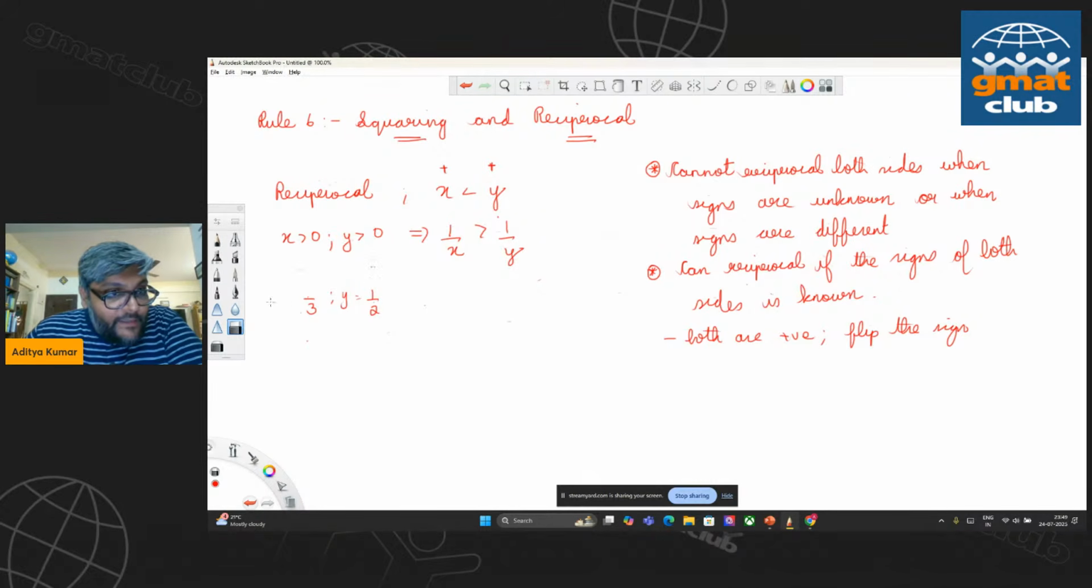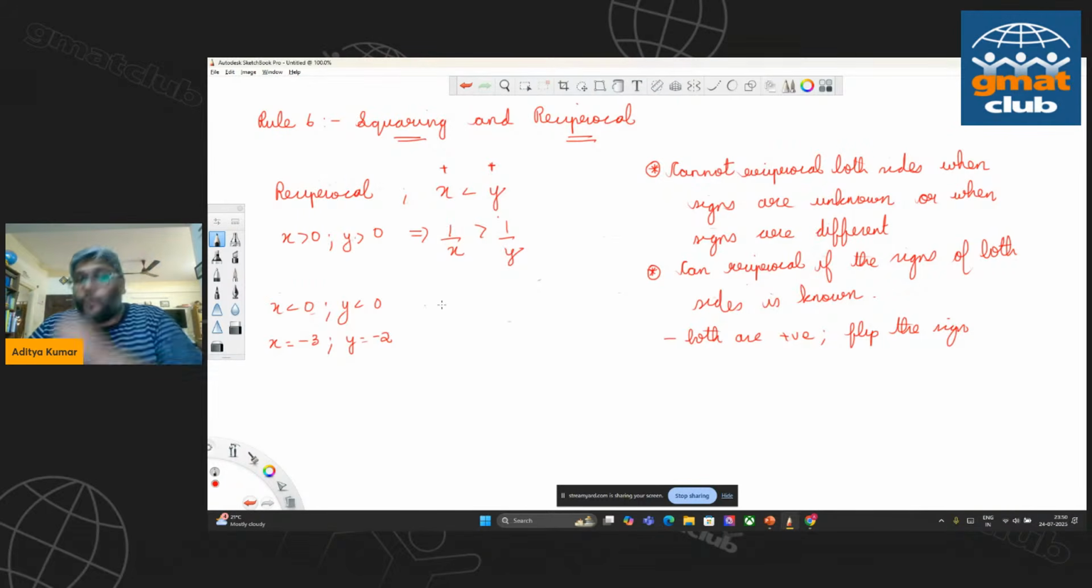So now let's take the other case. What if I have both sides to be negative? x is less than 0, y is less than 0. Let's again take two integers, two fractions as well. Remember x should be less than y. So if I take x is minus 3, y is minus 2, what will I end up getting? 1 by minus 3, that is minus 1 by 3, and 1 by minus 2, that is minus 1 by 2. Minus 1 by 3 is greater than minus 1 by 2. So again, x is less than y was the initial inequality I gave you, and that's flipping when I take the reciprocal.